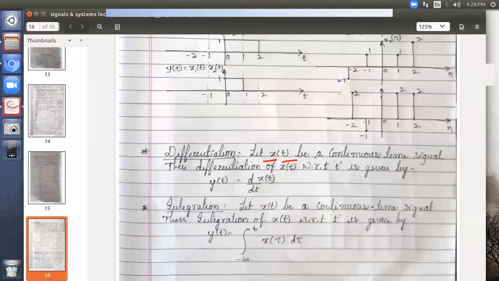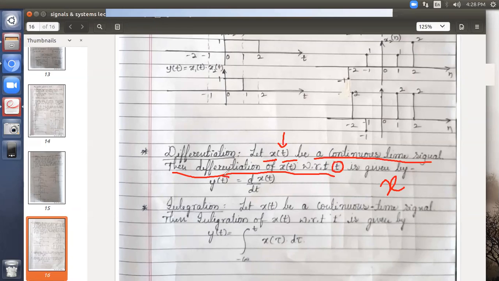Let x of t be a continuous time signal. Then how can we define the differentiation? Here the variable is time. Generally, when you deal with calculus, x is a term which you use for differentiation and integration: dx, dy, dz, something like that. So here the variable is t.